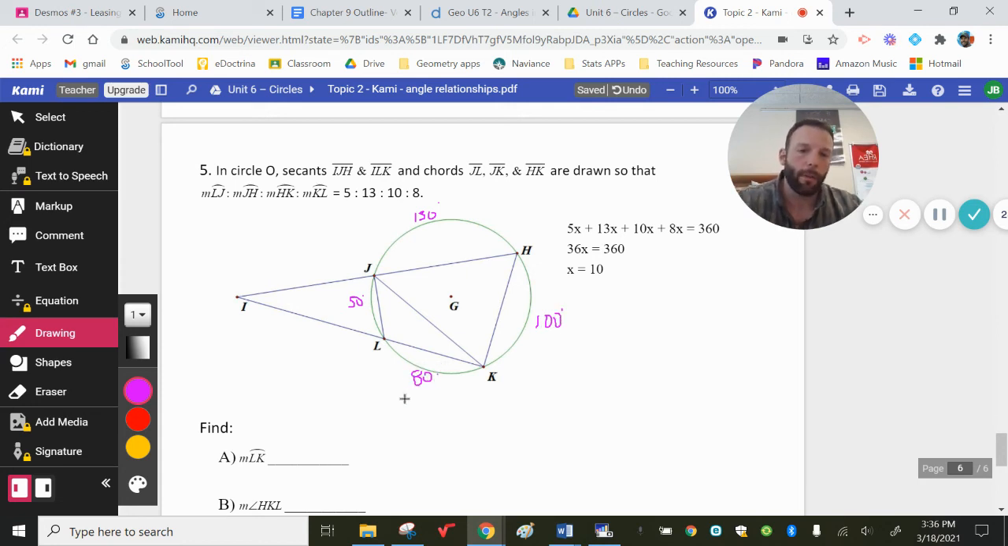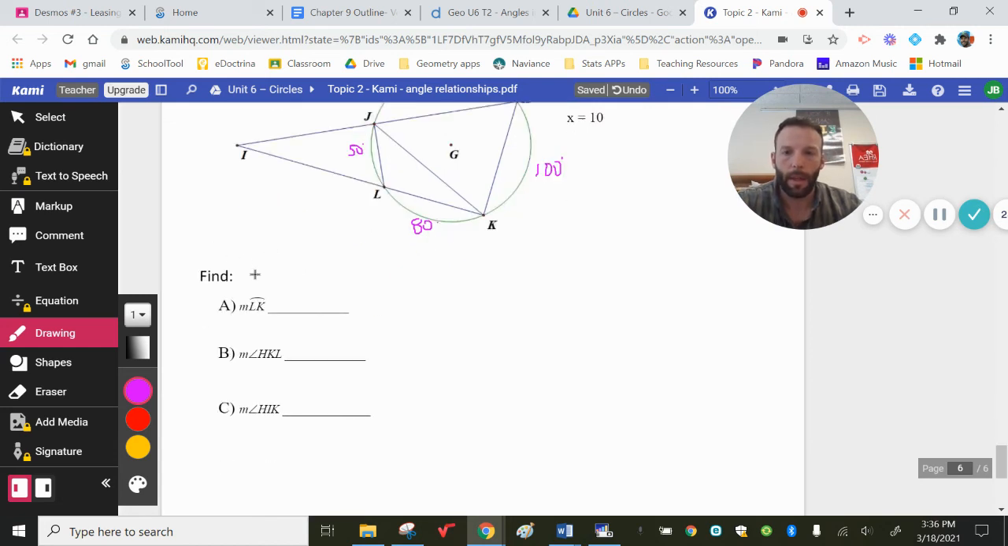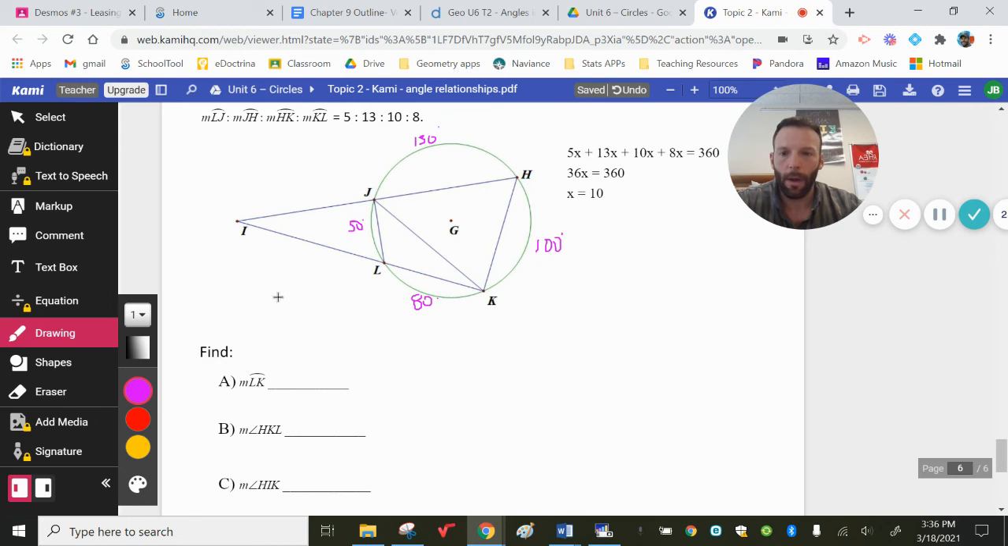Now I've got a lot more information to use to continue from here. It says, here's the things I want to find. Can I find the measure of arc LK? I already did that. That's 80 degrees. Okay, and then from there, I want to try to find some angles.